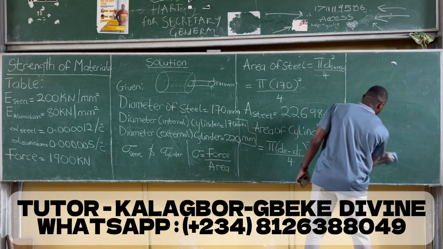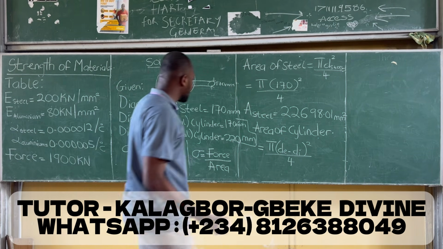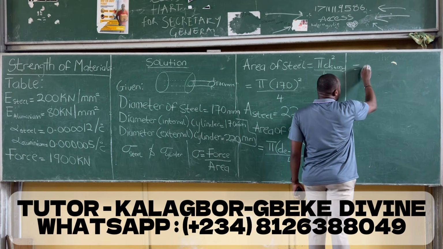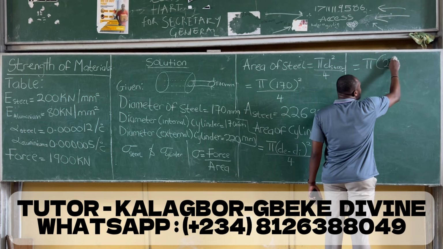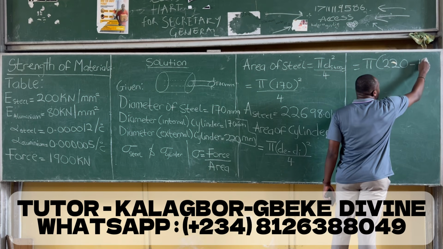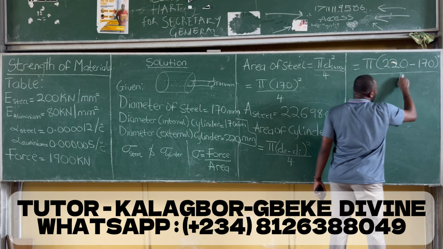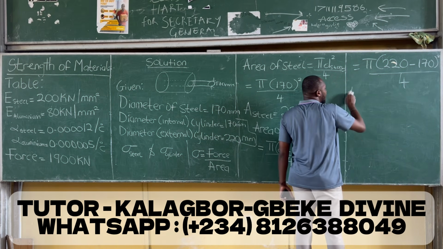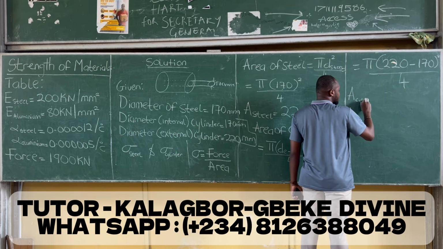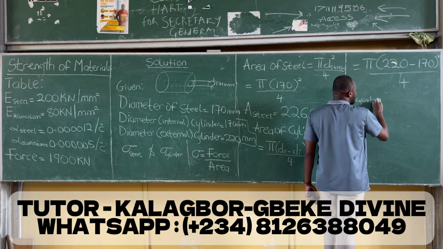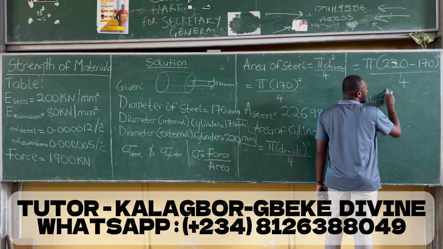1963.49. So what was pi, what's the big diameter? 220 minus 170, all square, all over 4. Please punch and give me your answer for the area of cylinder. 1,962.5. Please someone confirm the answer. Yes. 1,963.5.